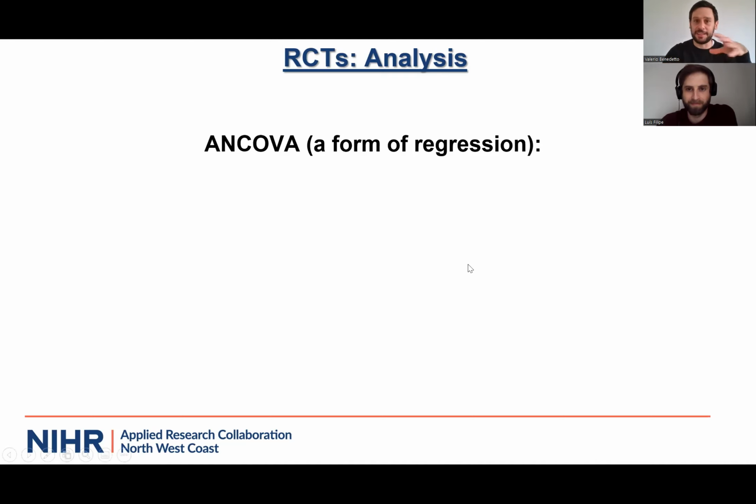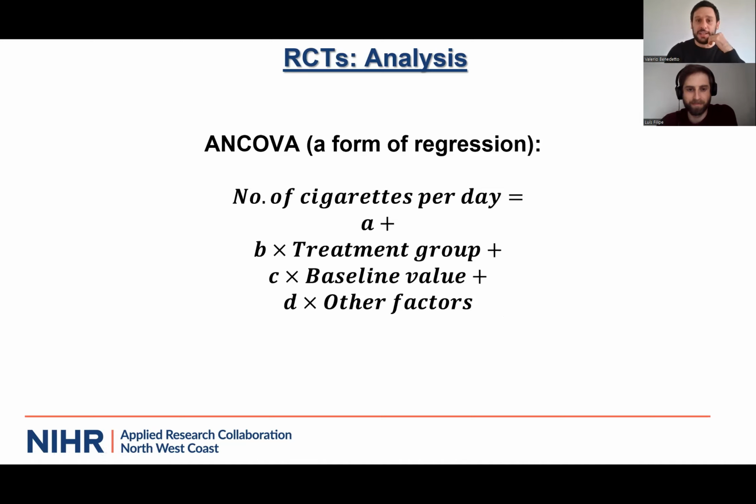Here we present the regression equation for ANCOVA, where we have the outcome variable, or dependent variable, number of cigarettes per day. We consider the intercept A, which is basically the number of cigarettes people will smoke anyway, regardless of whether they've been allocated to usual care or to receiving a new technology. Then the number of cigarettes per day also depends on the treatment group, so whether they receive the new technology or are allocated to usual care. It depends also on the baseline value. So your starting point, in terms of number of cigarettes per day, will have an influence on the final point, on the number of cigarettes you smoke at the end of the trial.